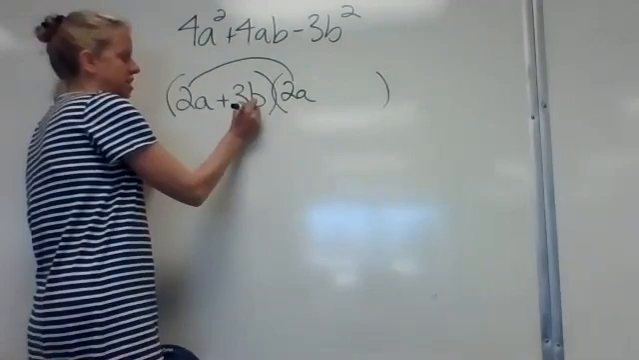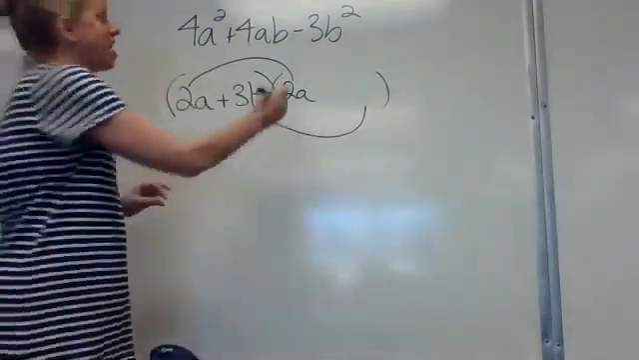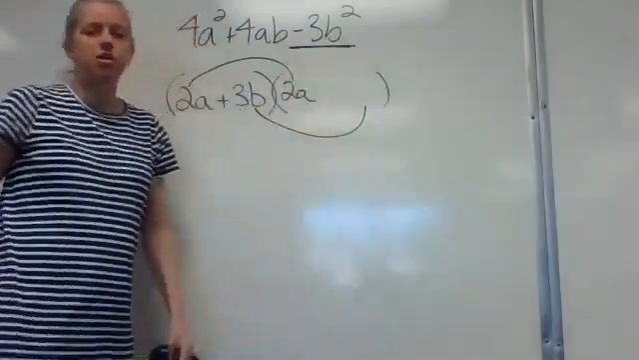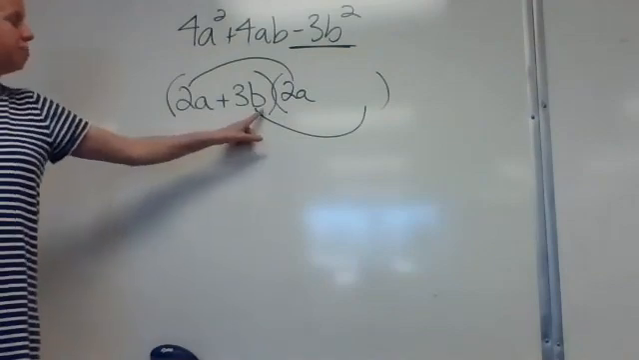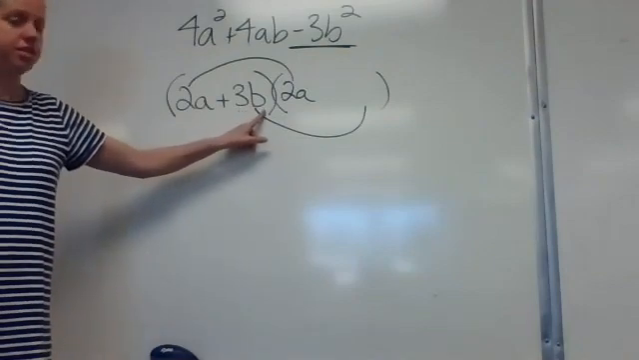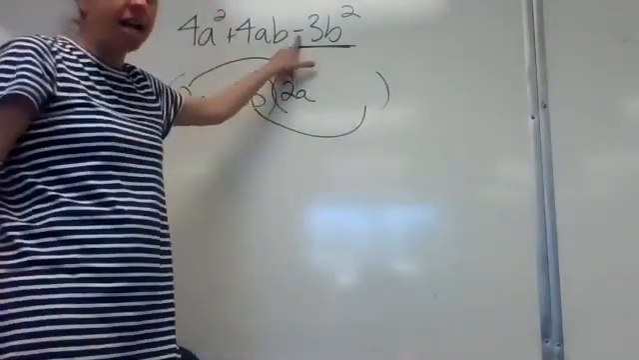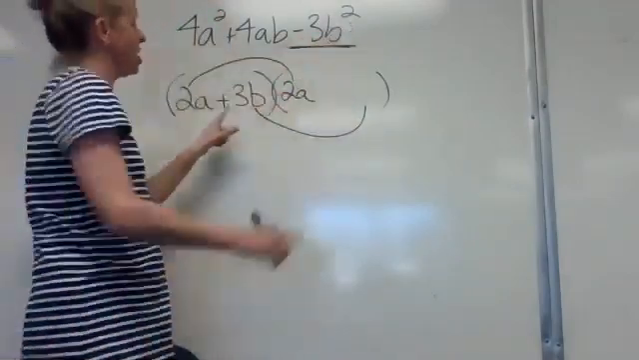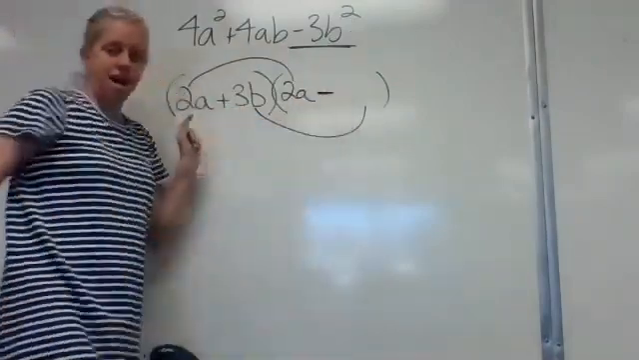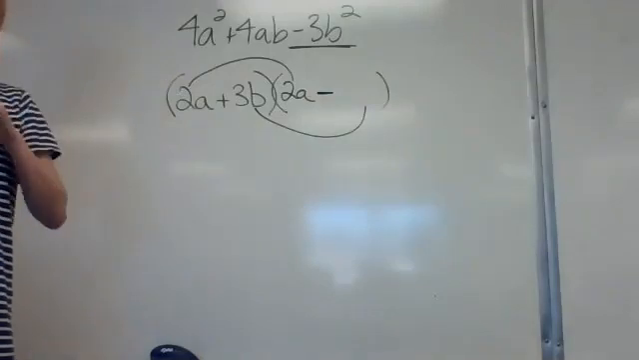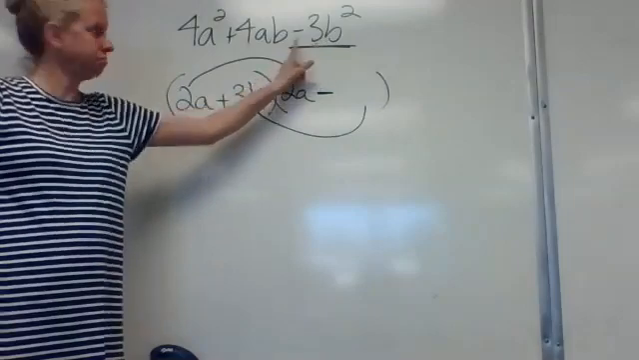And then my last, this one, what goes last there is going to have to give me negative 3b squared. So if I've got positive 3, and I've got to multiply it times something that's going to give me negative 3b squared, the sign is going to have to change, right? A positive times a negative is what's going to turn that positive 3b into negative 3.